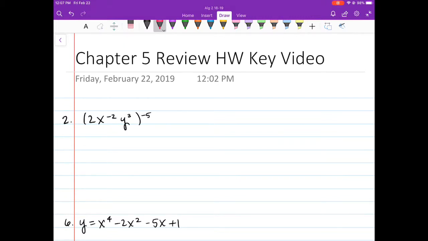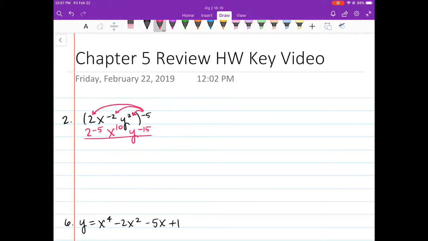So we've got our power raised to a product, our product raised to a power. So what we do is we distribute that exponent. So we have 2 to the negative 5th. X to the, we need to multiply our exponents. Negative 2 times negative 5 gets us positive 10. And then y raised to the negative 15th when we multiply those.